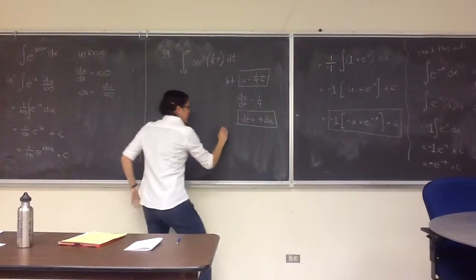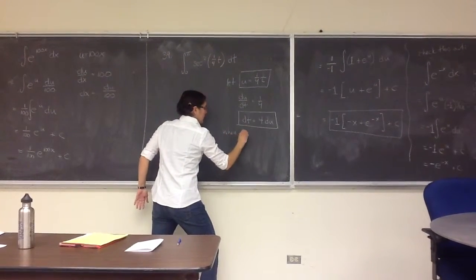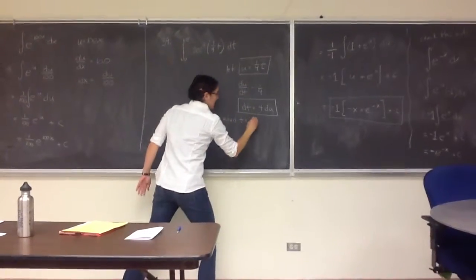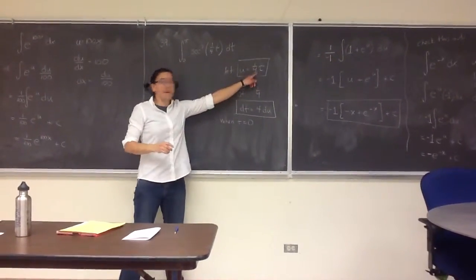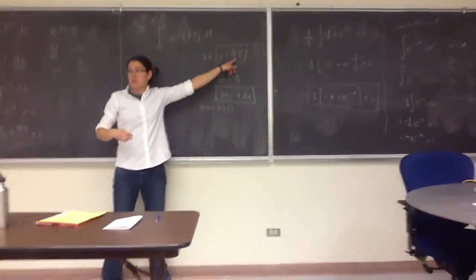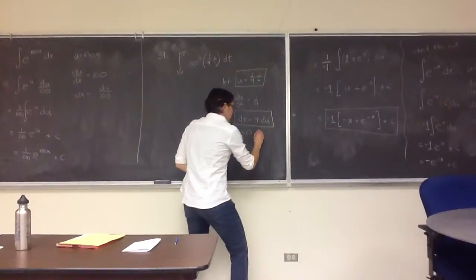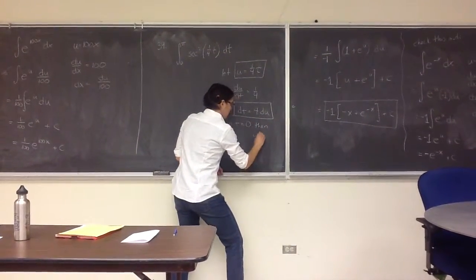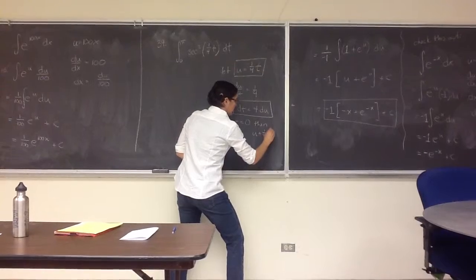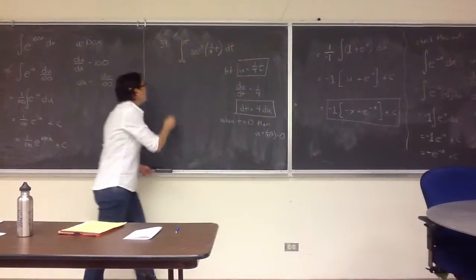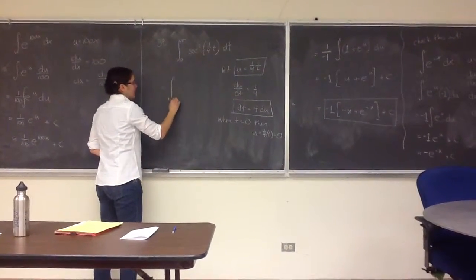And so when t is equal to 0, then I can use my u sub choice here and say, okay, then u will be equal to 1/4 times 0, which is 0. So our new bottom boundary will still be 0.